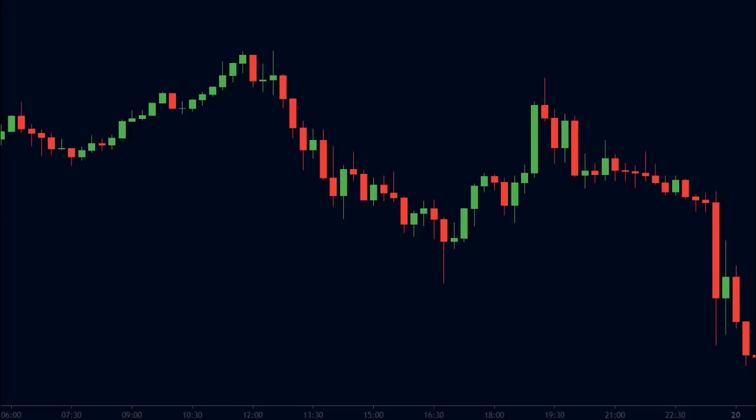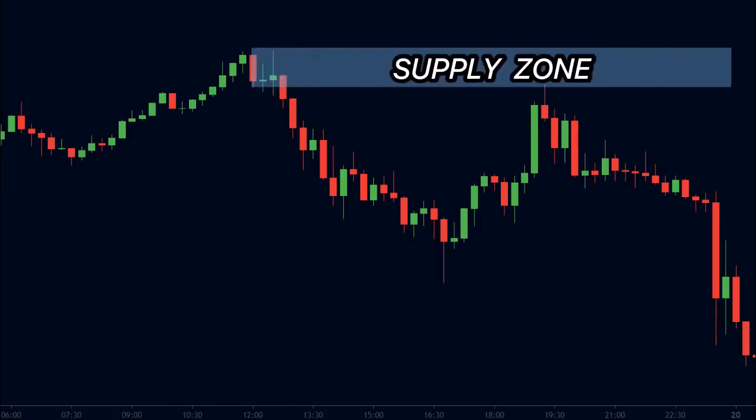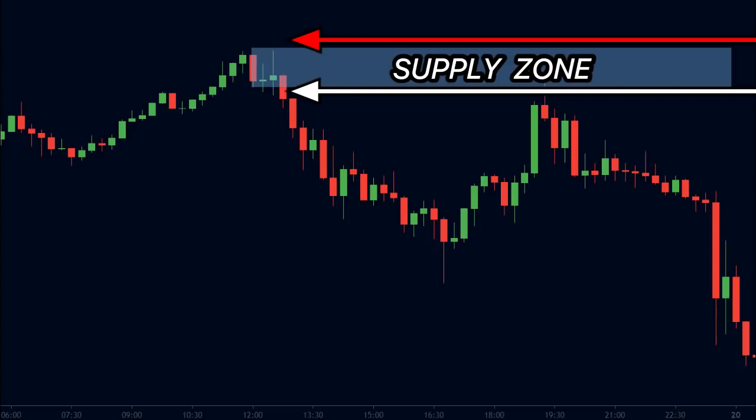So we find the origin of the move. Here is the first candle that started the down move. So we mark the high and the low of this candle. The area between these two lines becomes our supply zone. So we place a sell trade below the supply zone and keep our stop loss above the supply zone. We can place our targets at 1.5:1 risk to reward ratio.